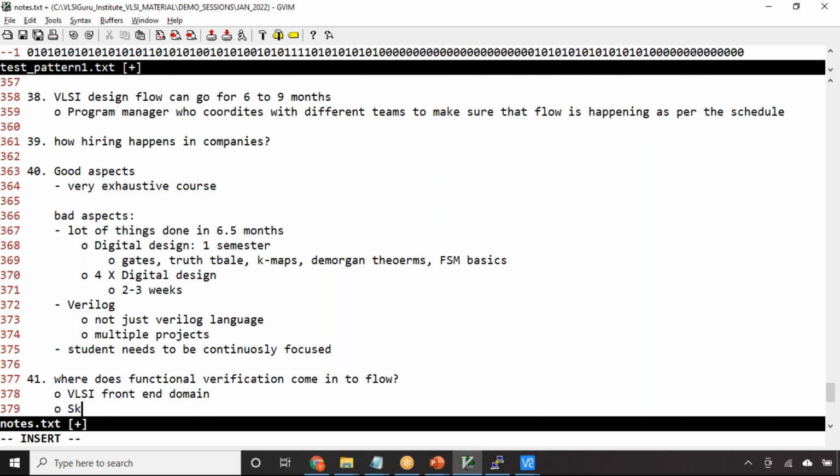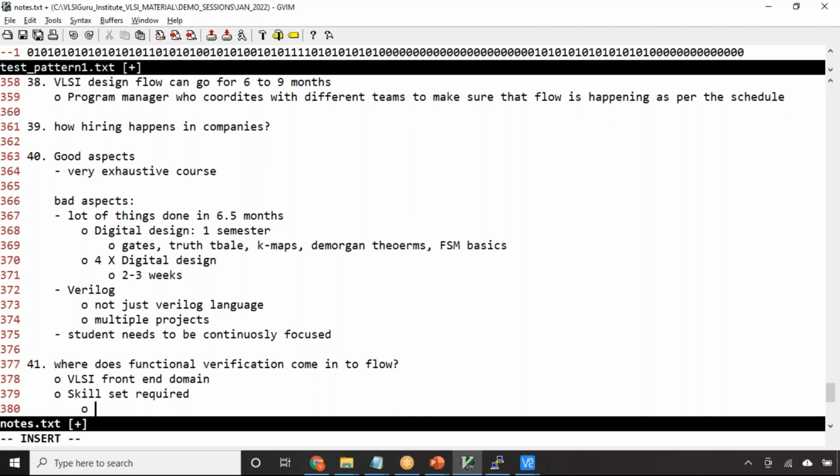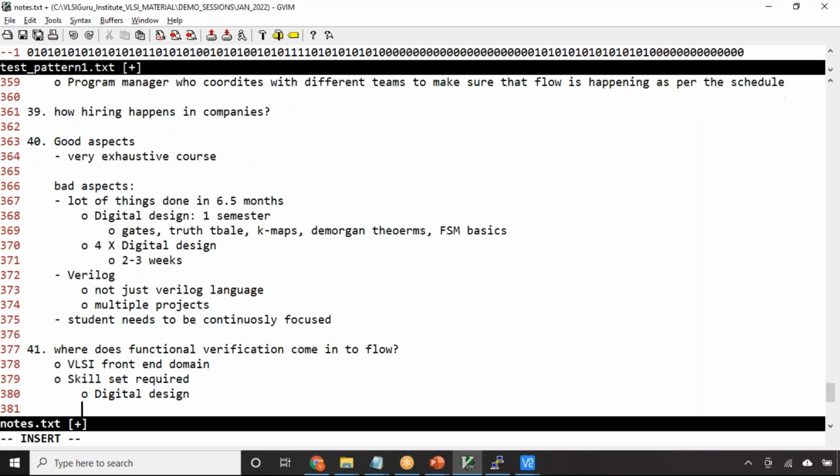What is the skill set required for a front-end engineer? You should be good with digital design. Because you are getting into the digital domain, not the analog domain, you should be very good with digital design. Other than that, you should be good with Verilog, System Verilog, and UVM.